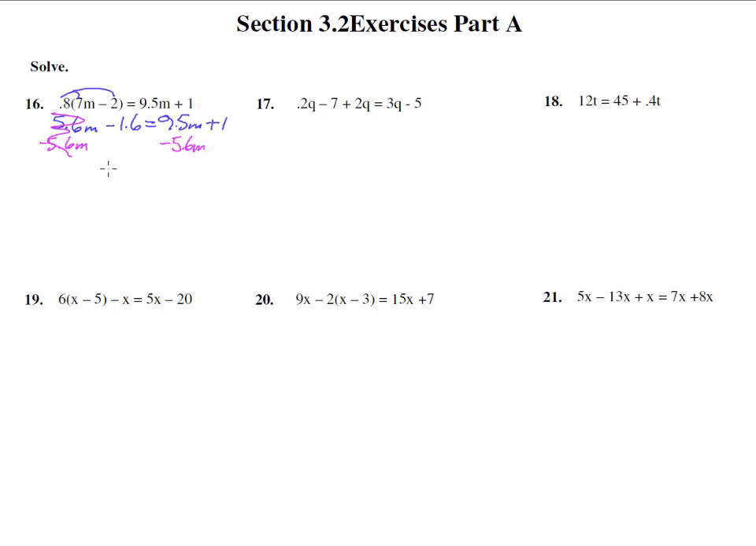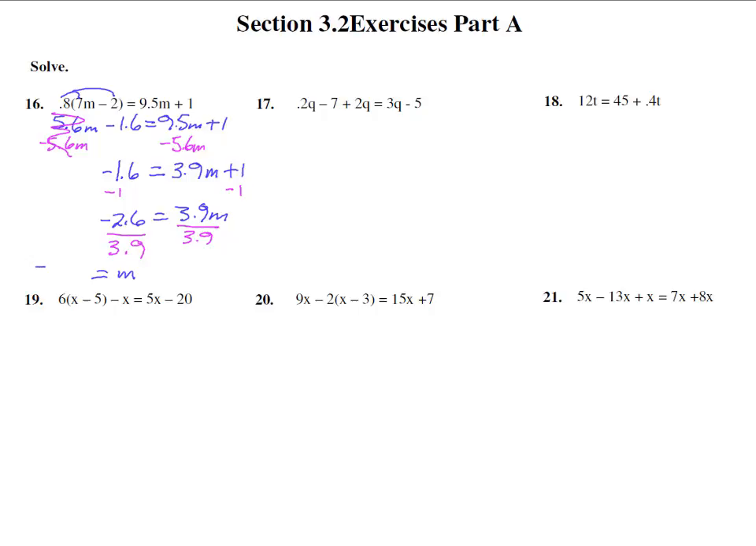And so we are left with, on the left-hand side, negative 1.6 equals 9.5 minus 5.6m, so that will be 3.9m plus 1. Now we've got the m's together, we just need to peel stuff off. The opposite of plus 1 is minus 1, and we end up with negative 2.6 on the left-hand side equals 3.9m. And how do we undo times by 3.9? We divide by 3.9. So we get m equals negative 2.6 over 3.9.